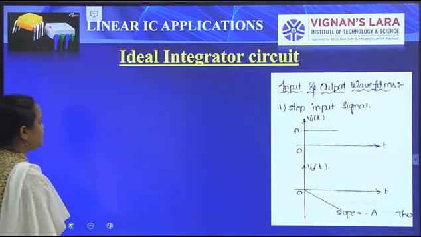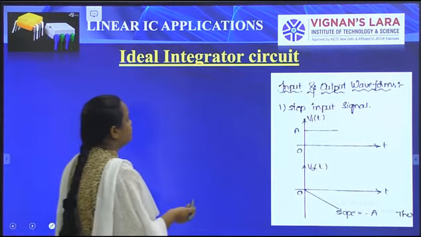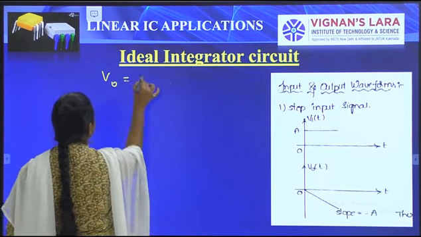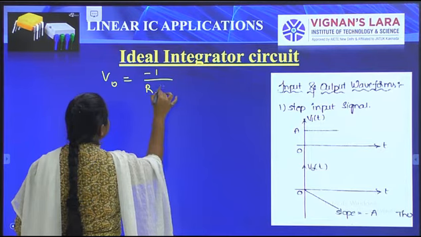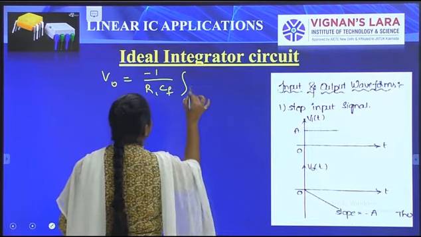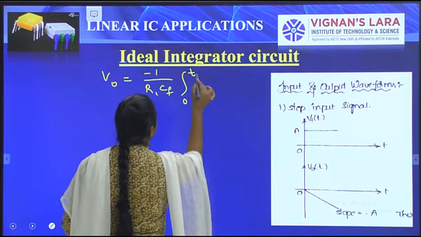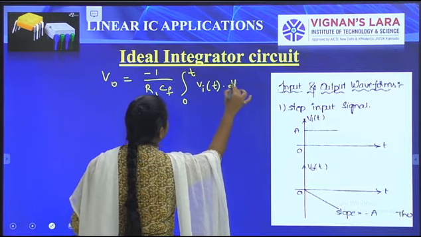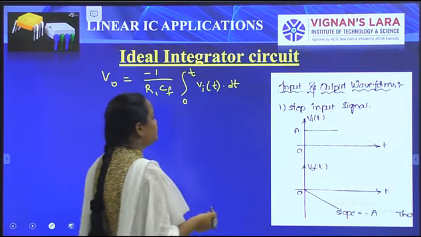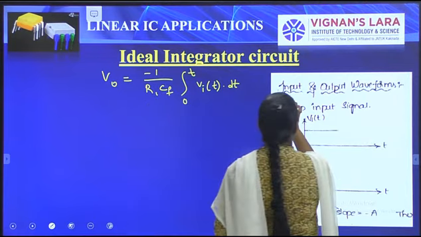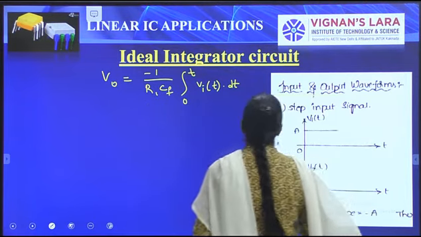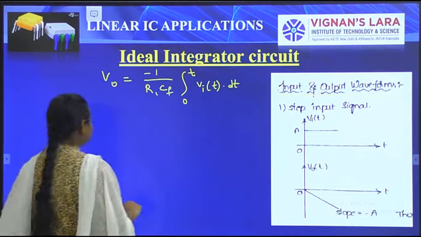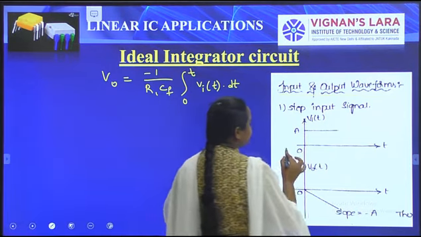Simply we can get an output from the ideal integrator circuit. Output V0 is equal to minus 1 by R1 CF integral 0 to t Vi of t into dt. So here I can observe the input and the output waveforms from the integrator circuit. Here, the input is a step input.